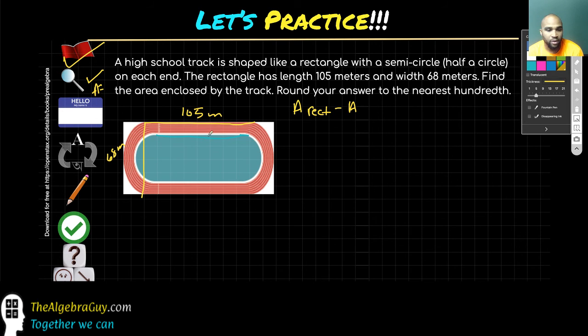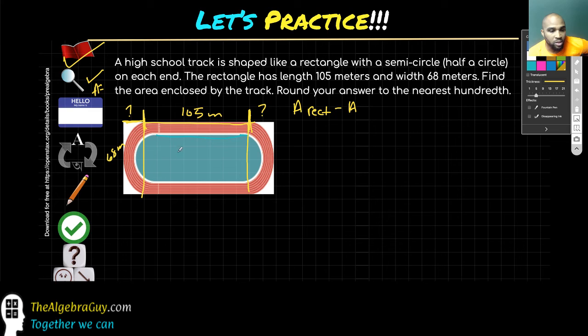So I need to first look at this track to get some dimensions before I can figure out what this is. I know that this piece right here, from here to here, is 105. But how much is this piece and this piece? So I can figure out the length and the height. I've got the height of 68. So let's start with this track. First of all, let's break this into pieces.